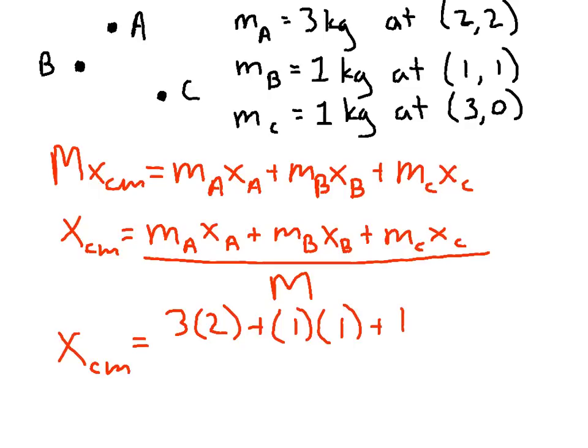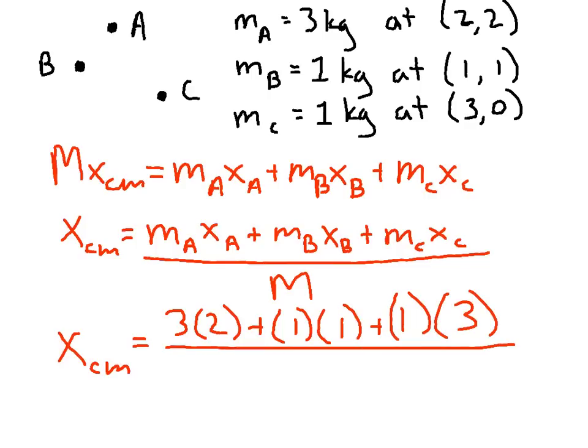Notice that I'm using the x-coordinates of each mass. And for our total mass at the bottom, we're going to have 3 plus 1 plus 1 kilograms. So our x-coordinate of the center of mass is going to be located at 2. Perhaps this was 2 meters. So we'll use that. Now I need to find the y-coordinate. Do the same thing.